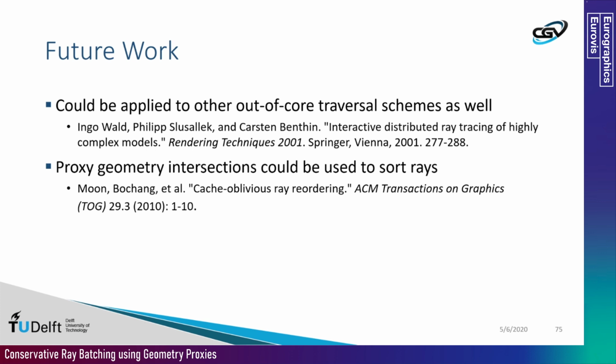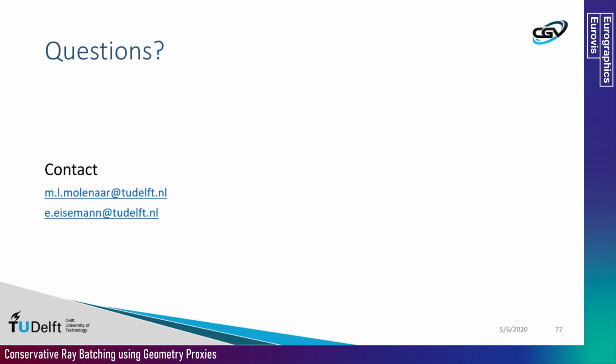We leave it to future work to test whether geometry proxies could also be used to improve other out-of-core traversal algorithms. We also acknowledge that the intersections with the proxy geometry could be used to sort rays for improved coherence of the bottom-level acceleration structures. And with this, we would like to conclude our presentation.